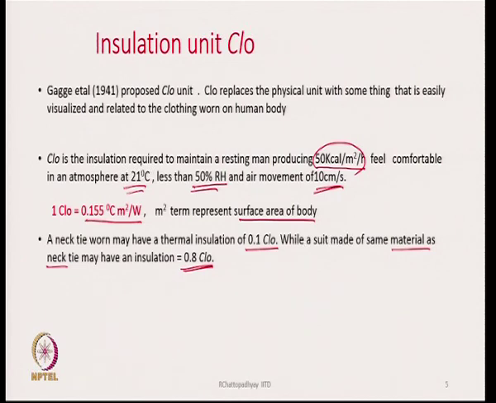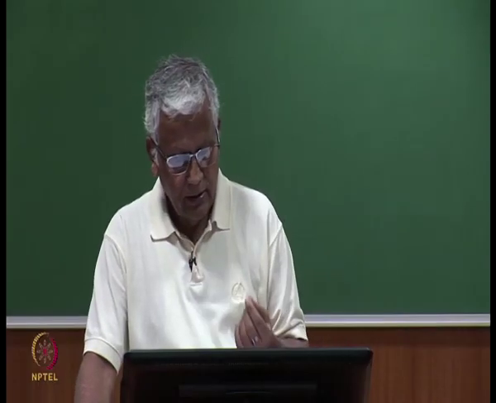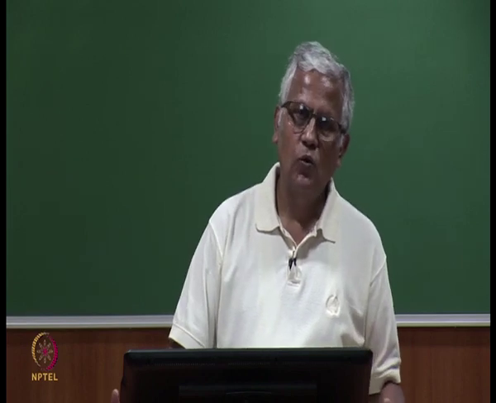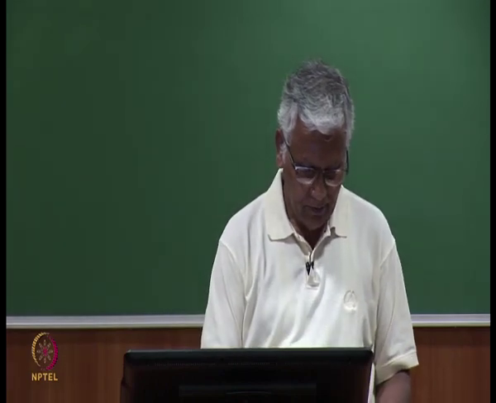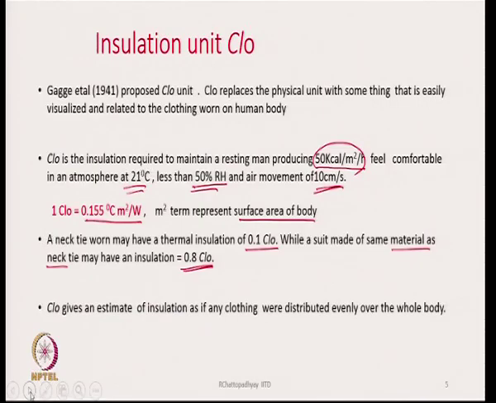Why? Because a necktie is going to cover a very little area of the body, whereas with the same clothing material, if I make a suit and cover a larger part of the body, then its CLO value is going to increase. So, CLO value is related to the dress material or clothing, and depending upon how much of the body is covered by that particular garment or clothing, the CLO value of the garment is decided. CLO gives an estimate of insulation as if clothing were distributed evenly over the whole body.